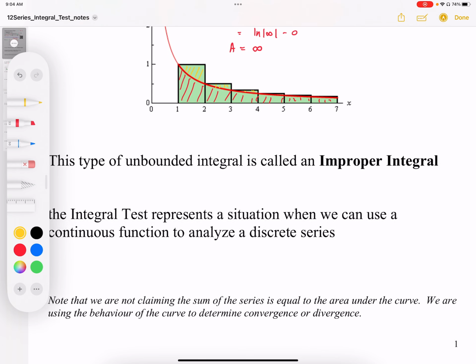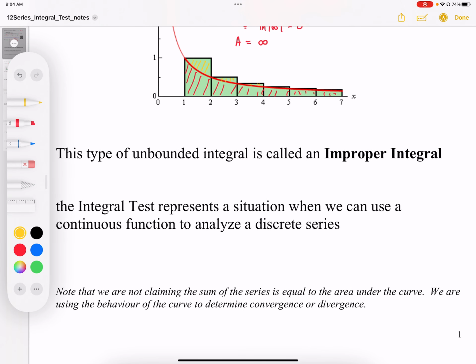So this integral test represents a situation where we can use a continuous function to analyze a discrete series. It's because of their similar behavior. And again, we want to make sure that we know that the sum of the series is not equal to the area under the curve. It just behaves that way. Okay, so we're not claiming that it is equal to the area under the curve. We're just saying that the behavior is the same. If one converges, the other converges. If one diverges, the other diverges.